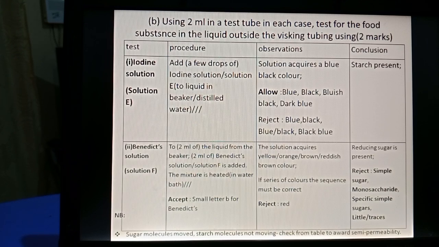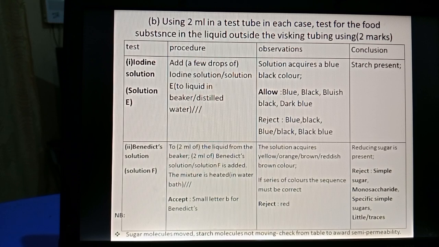So using 2 ml in a test tube in each case, test for the food substance in the liquid outside the Visking tube using 2 ml. So using iodine solution and Benedict's solution, 2 marks. The procedure is just the same as in A, and therefore we don't give a mark there.